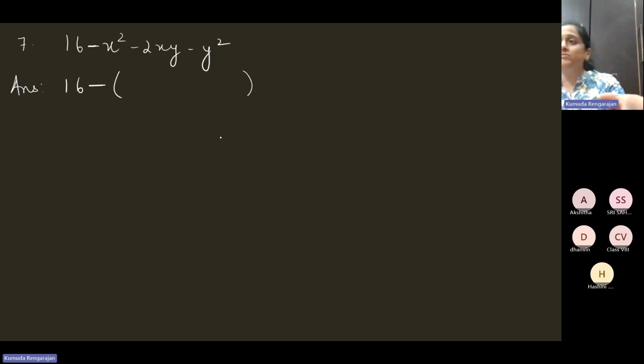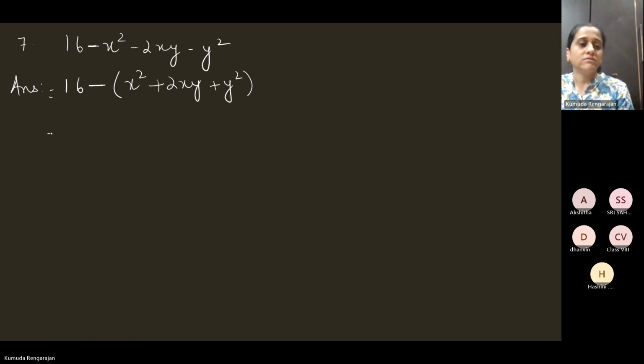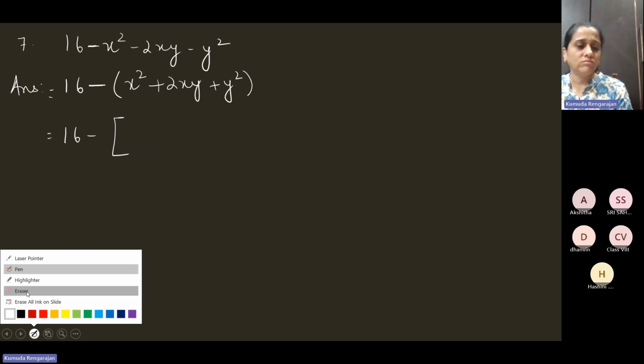So the terms inside the bracket, you should write with their opposite signs. Minus x square, you should write as plus x square; minus 2xy, plus 2xy; minus y square, plus y square. Now when you open the bracket, the terms will be multiplied with the minus sign and you will get the original terms. Correct? 16 minus this, you don't have to show anything much because it's already the identity. X squared plus 2xy plus y squared.